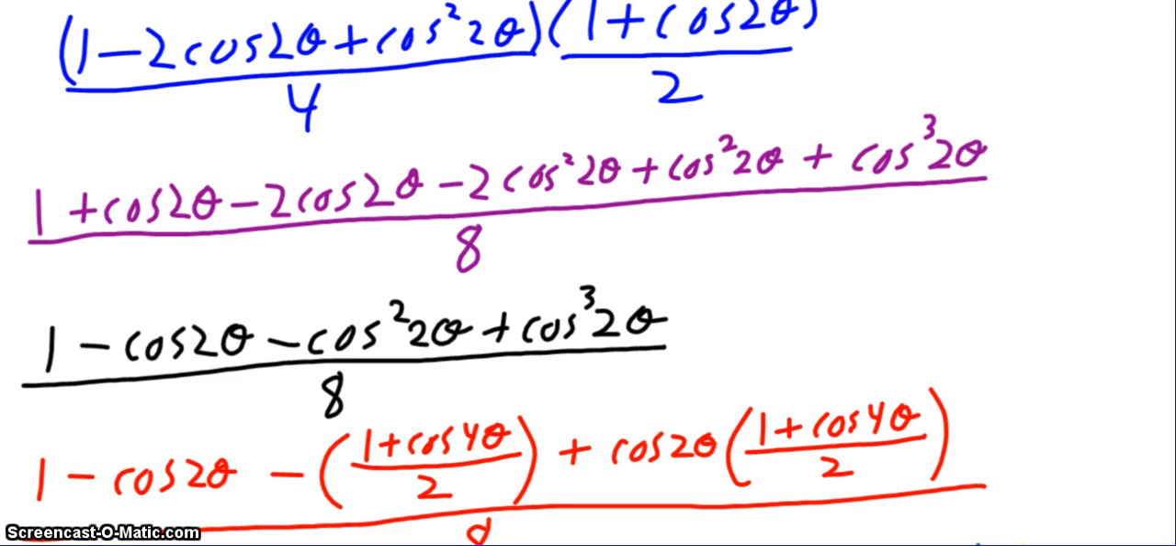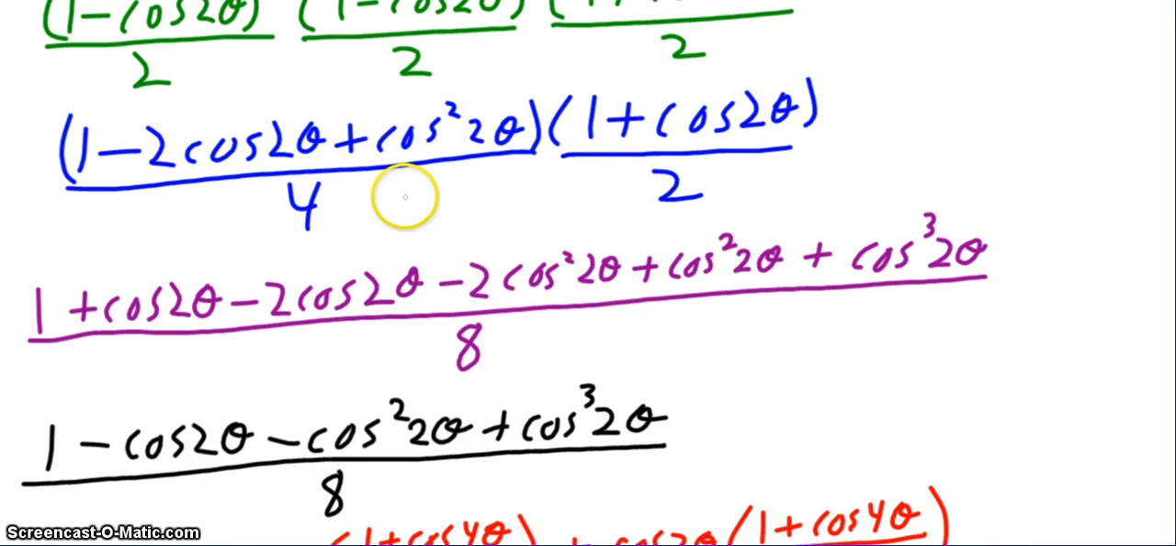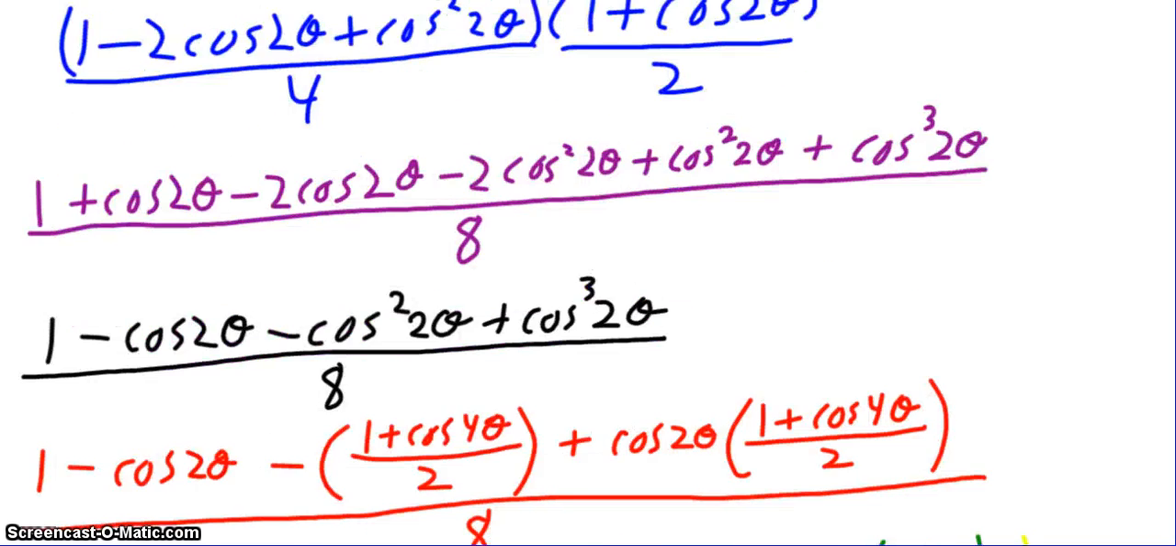Now multiply these together. So distribute. So 1 times 1 gives me 1. 1 times cosine 2 theta is cosine 2 theta. Negative 2 cosine 2 theta times 1 is negative 2 cosine 2 theta. Negative 2 cosine 2 theta times cosine 2 theta is negative 2 cosine squared 2 theta. Cosine squared 2 theta times 1 is cosine squared 2 theta. Cosine squared 2 theta times cosine 2 theta is cosine cubed 2 theta. 4 times 2 is 8 in the denominator.